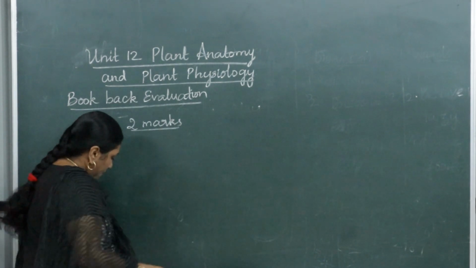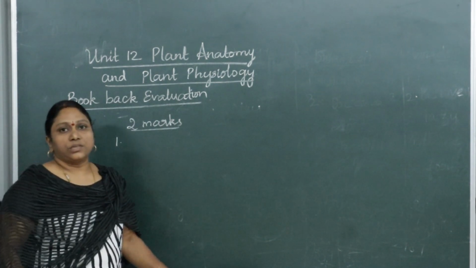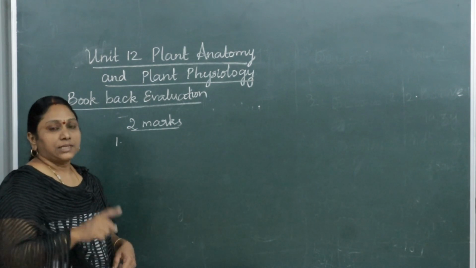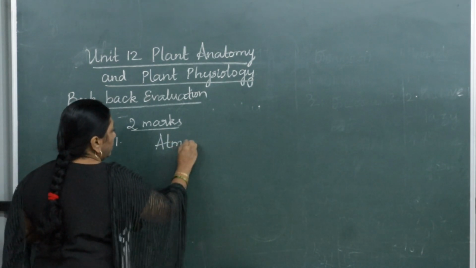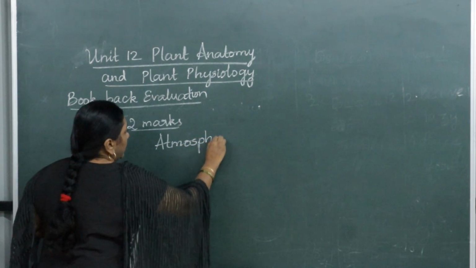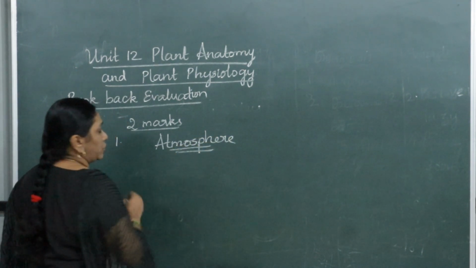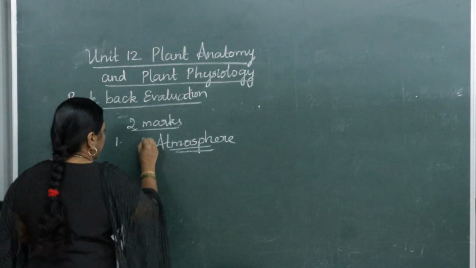And second one, where does the carbon that is used for photosynthesis come from? Photosynthesis needs carbon dioxide. Where is it taken from? The atmosphere. Carbon dioxide comes only from the atmosphere. So this is the second question's answer.